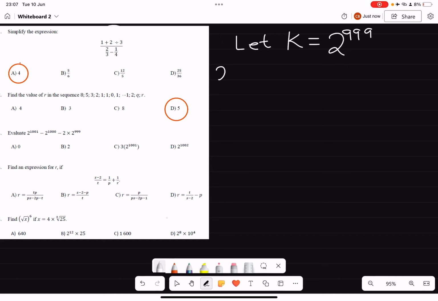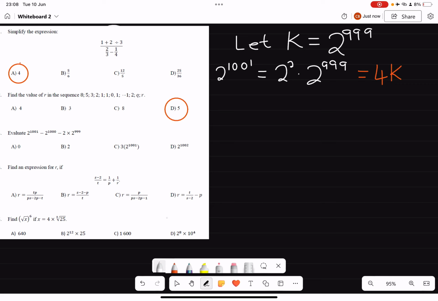Now we're going to rewrite all the terms in terms of k. We know that 2 to the power 1001 can be written as 2 to the power 2 times 2 to the power 999. When you add the exponents, you still get that. But we need to represent this in terms of that, which is there plus there. Awesome. And then this basically gives us 2 to the power 2, which is 4, and then 2 to the power 999 is k.